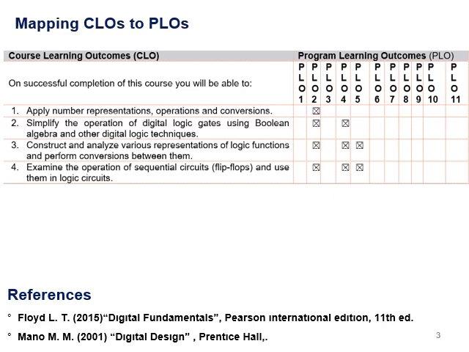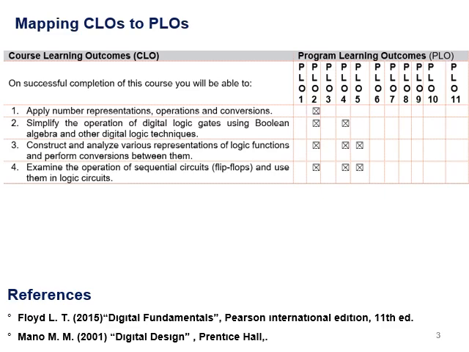These are: apply number representations, operations, conversions; then simplify the operation of digital logic gates using Boolean algebra and other digital logic techniques; construct and analyze various representations of logic functions and perform conversions between them; and finally examine the operation of sequential circuits, which are called flip-flops, and use them in logic circuits. Here we are talking about digital and logic circuits. Okay. Now, as you can see, we are covering here PLO number 2, number 4, and number 5, and you know them as I mentioned.